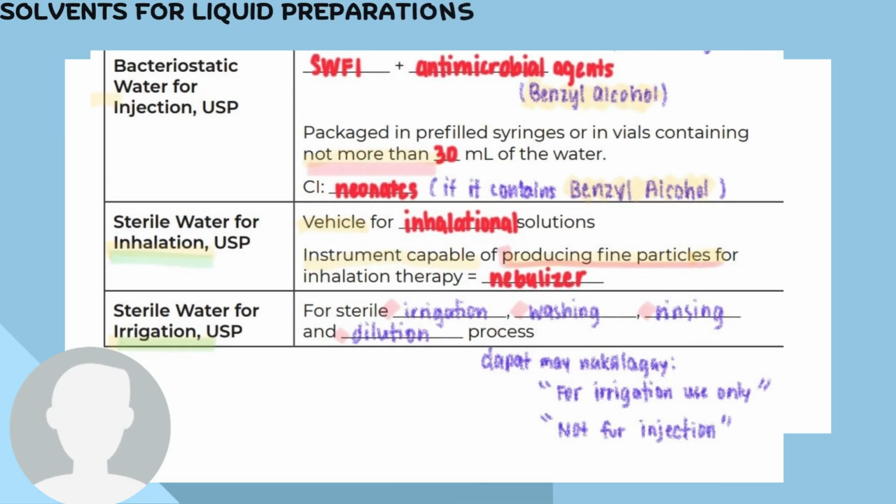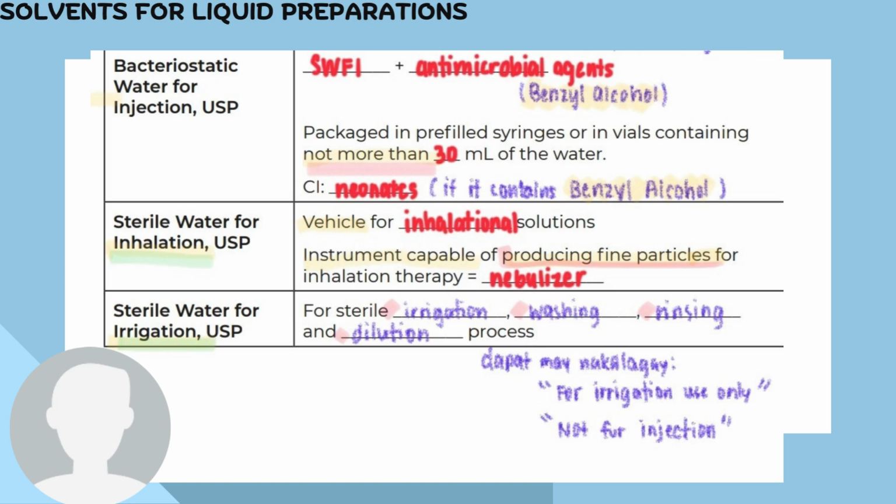Okay, next, the bacteriostatic water for injection USP. This is basically sterile water for injection, but with added antimicrobial agents. That's why it's called bacteriostatic. The antimicrobial agent helps inhibit the growth of bacteria, so the solution can be used multiple times, or in multi-dose vials.